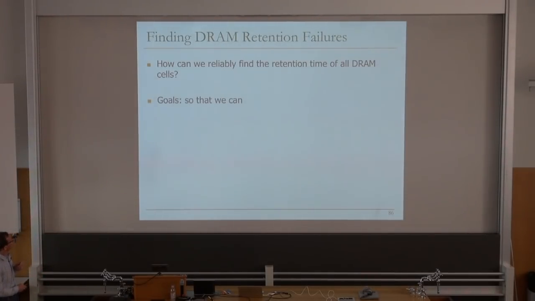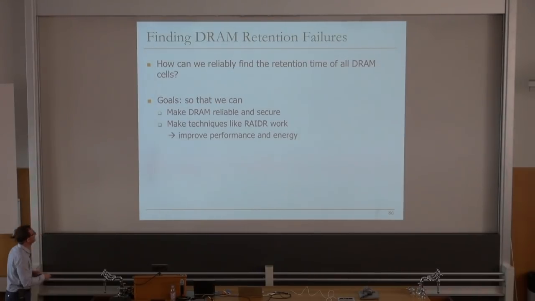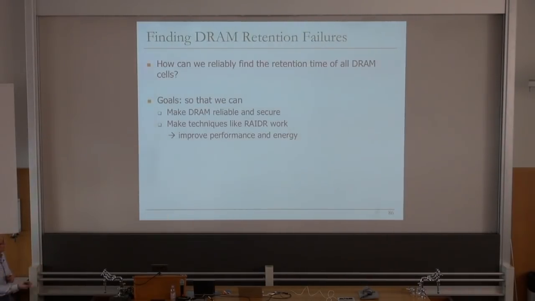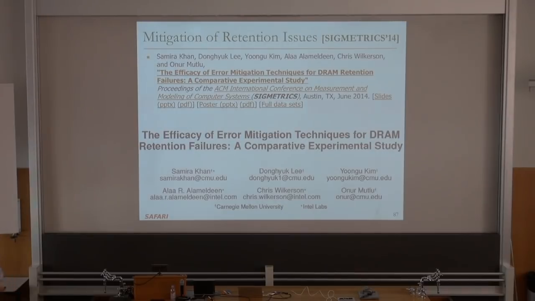Okay, so basically, how can we reliably find the retention time of all DRAM cells so that we can make DRAM more reliable and secure and also higher performance, make techniques like RAIDR work. We're going to talk about security later. We want to improve performance and energy. So after that, we did a bunch of other work, which I'm not going to talk about. But this gives you an example of how research also progresses, right? You may have a vision, a dream, and you may not immediately enable it, but you need to do a lot of work actually to enable it.